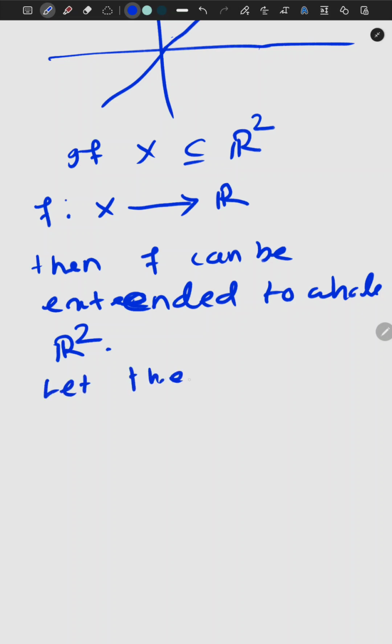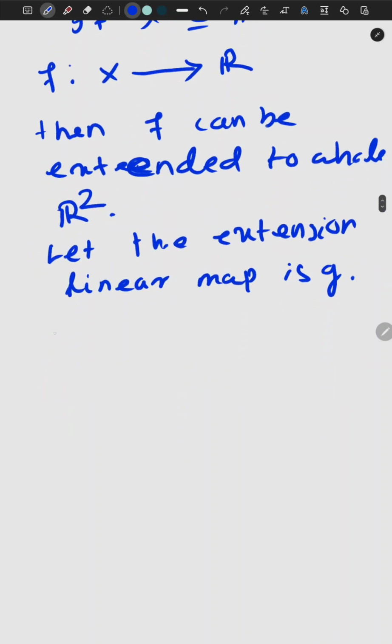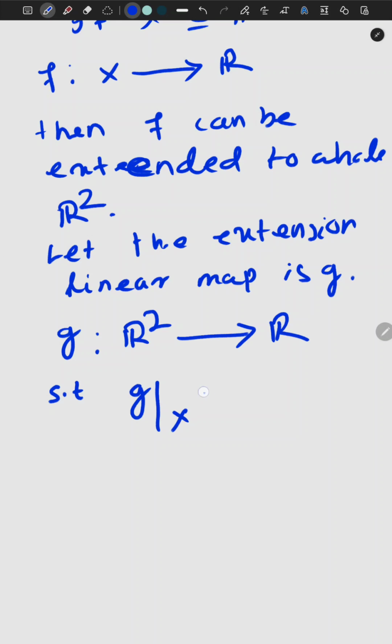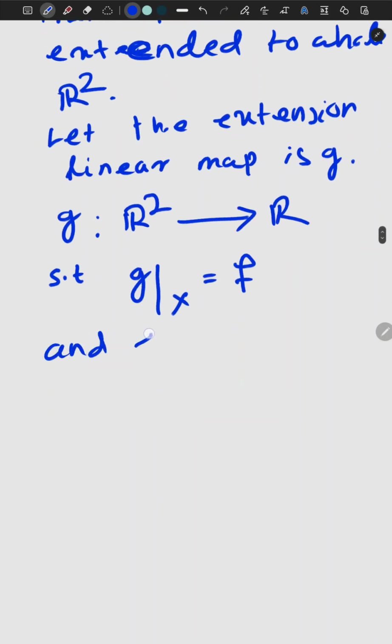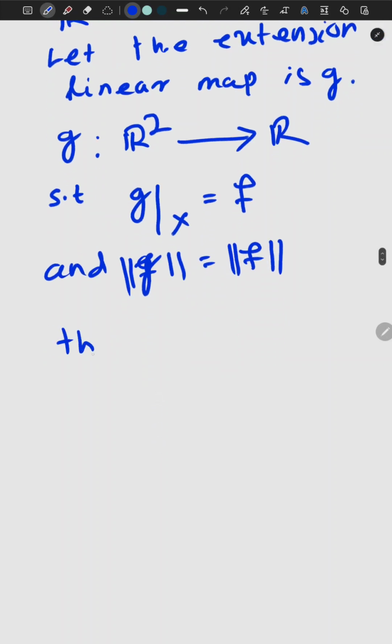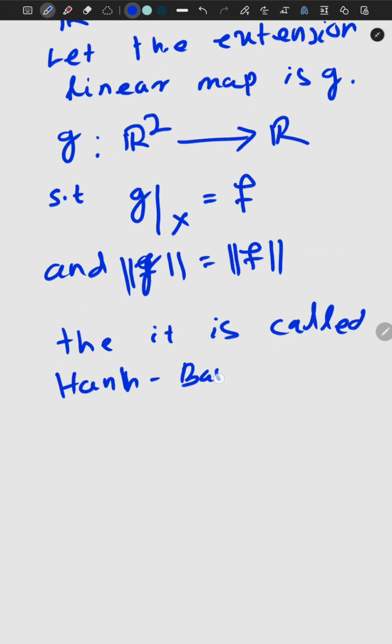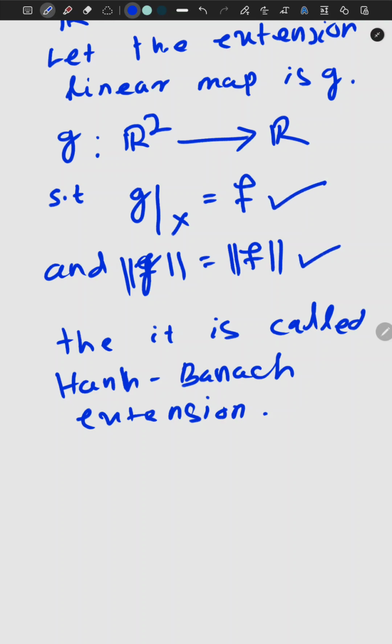Let the extension, a linear map, be G. What is the condition on G? G is the extension, meaning G maps from the whole R square to R such that G restricted to X equals f, and the norm of G equals the norm of f. Then it is called the Hahn-Banach extension. These two conditions will be used to solve our problem.